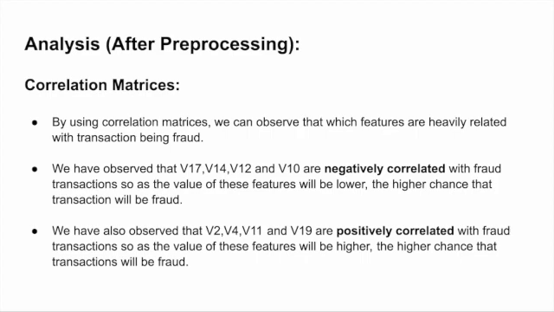And there are also four other columns, V2, V4, V11 and V19, which are positively correlated with fraud transactions. So as the value goes higher, the higher the chance that the transaction is fraud.